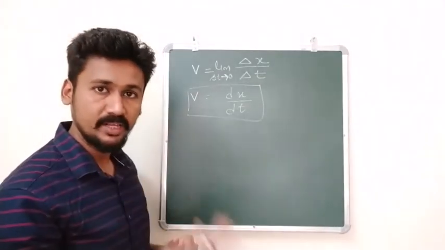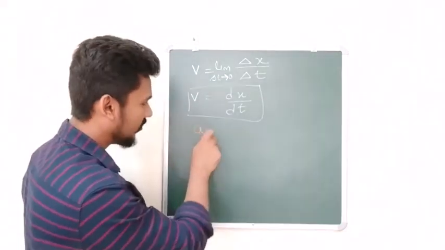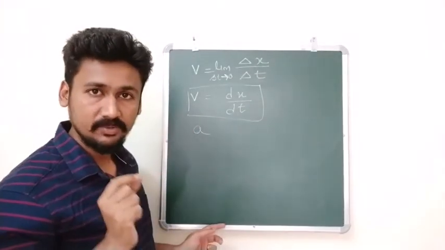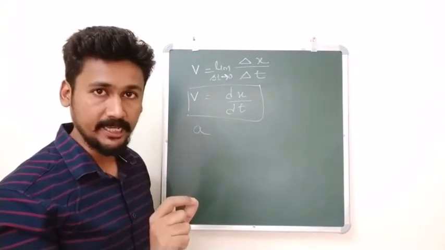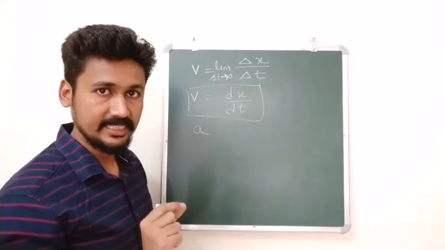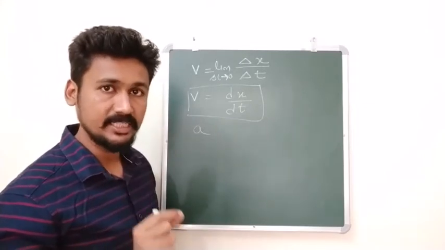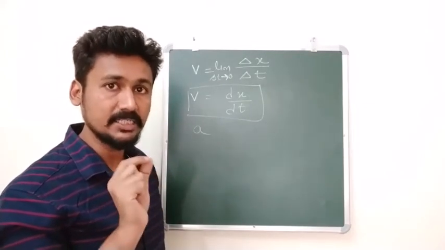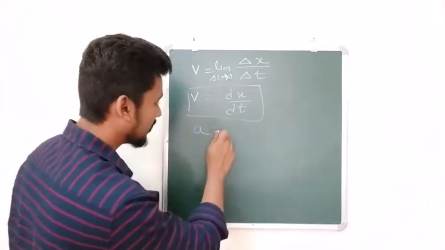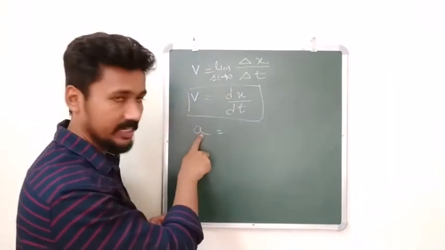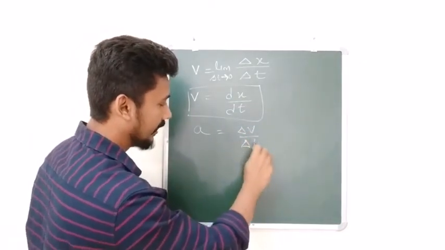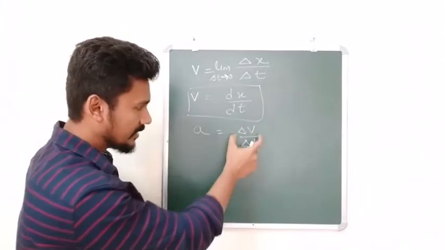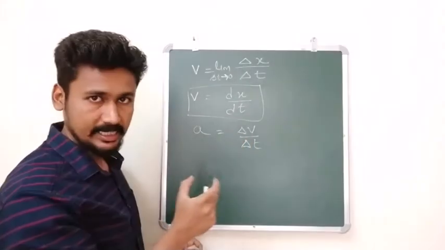Now let us do the same thing for acceleration. How do we define acceleration? Acceleration is defined as the rate of change of velocity. The SI unit of acceleration is meter per second square. So how will we write acceleration? Obviously you will say we can write acceleration as delta v by delta t, correct? Change in velocity upon change in time.